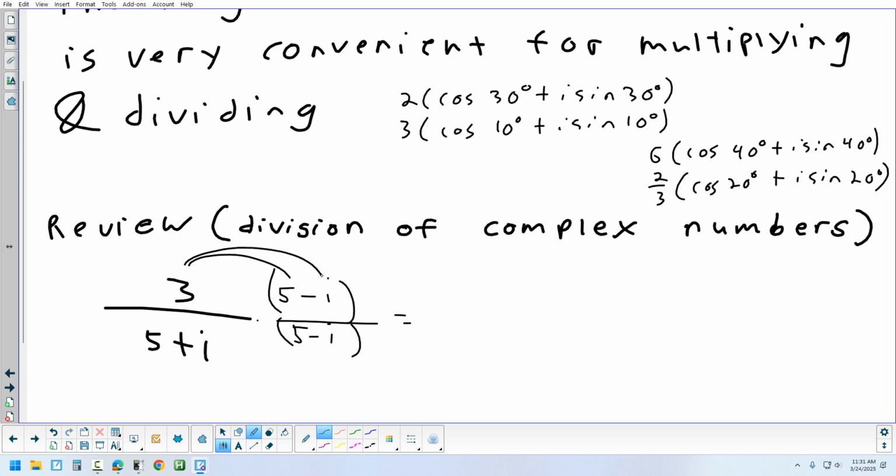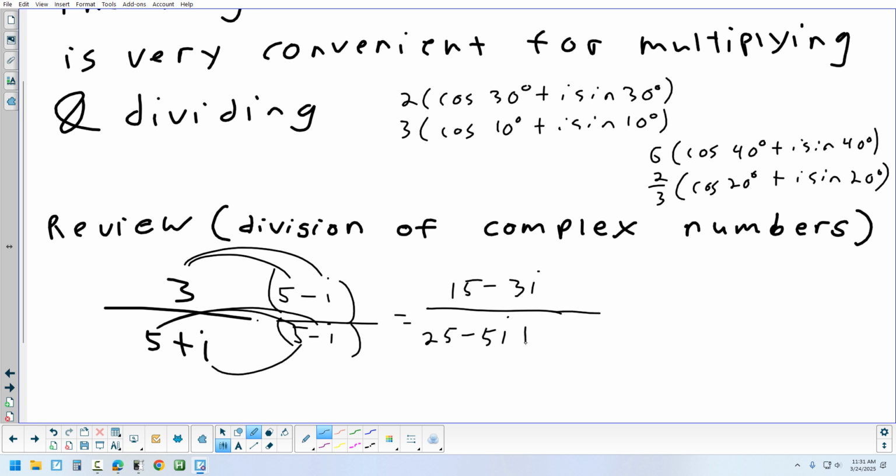When you distribute out the 3 in the top, what do you get? 15 minus 3i. Okay. Now, if that had been like 3 plus 2i, then we would have to FOIL it, like we do in the bottom. So in the bottom now, 5 times 5 is how much? 25. And then 5 times negative i, negative 5i.